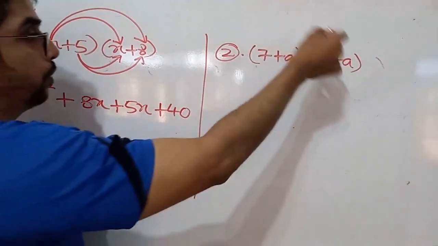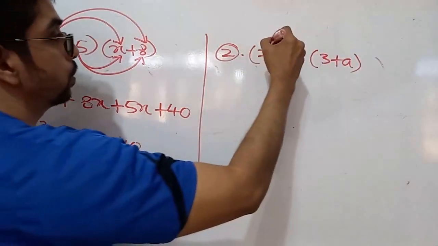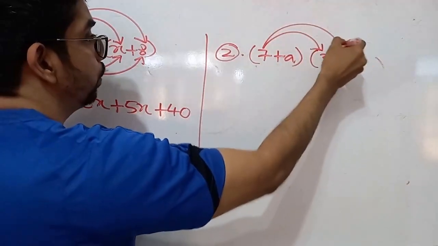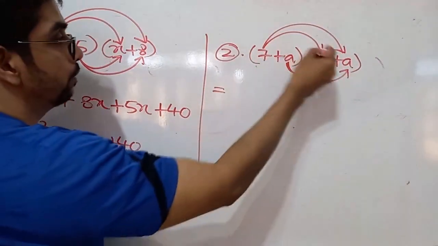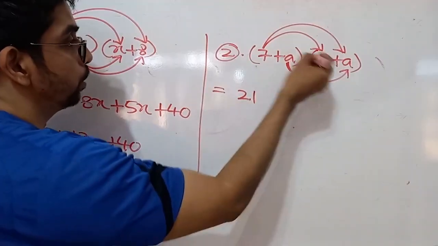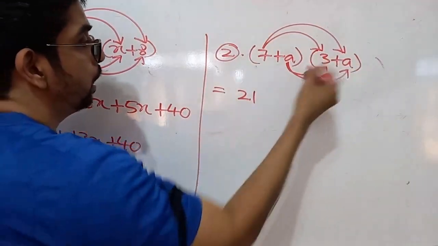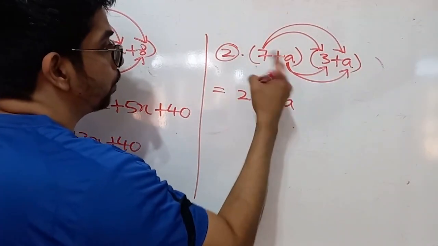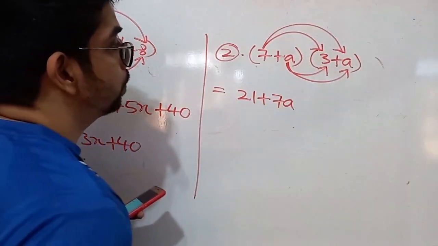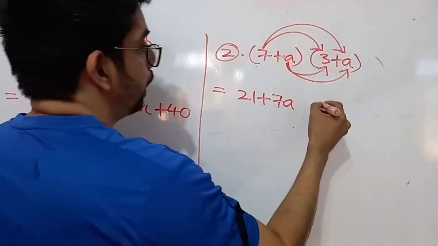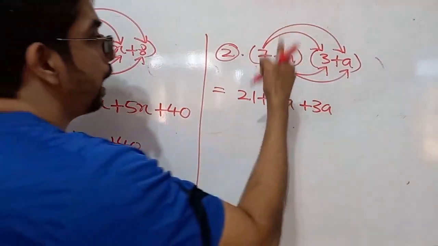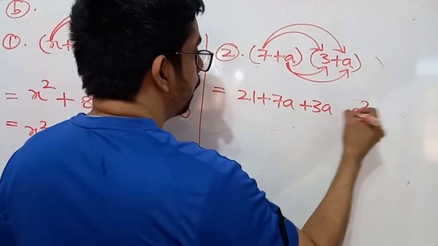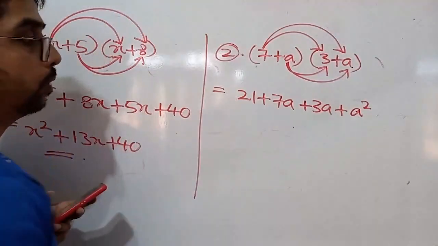So just as before, we have to do the multiplication. So 7 into 3, 7 into a into 3, a into a, right? So 7 into 3, that is 21, positive into positive, that is positive. 7 into a, that is 7a, positive into positive, that is positive 7a. A into 3, that is 3a, positive into positive, that is positive 3a. A into a, that is a squared, positive into positive, that is positive a squared.